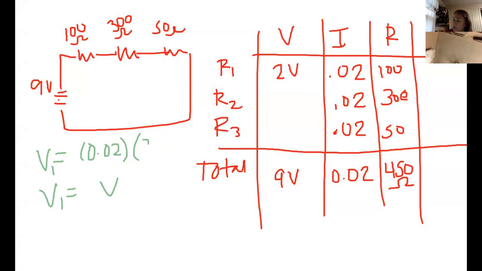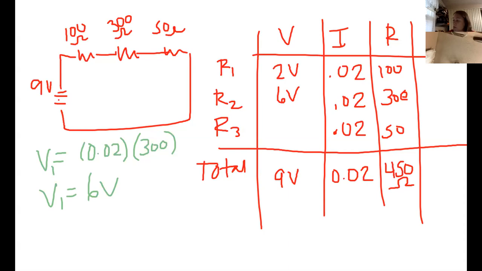So that would be a 300 ohm resistor. And 300 times 0.02 gives us 6. So we're going to fill in for resistor 2, 6 volts. Now at this point, you should be able to figure out the voltage drop through resistor 3, because the voltage drops for all 3 components should add up to the total of 9.